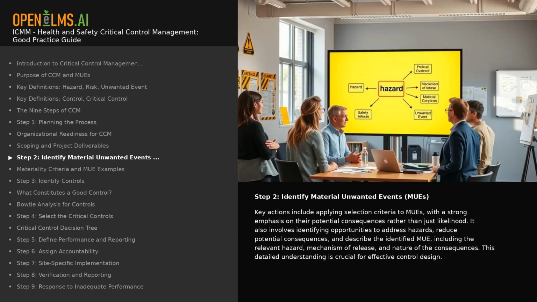Key actions include applying selection criteria to MUEs with a strong emphasis on their potential consequences rather than just likelihood. It also involves identifying opportunities to address hazards, reduce potential consequences, and describe the identified MUE, including the relevant hazard, mechanism of release, and nature of the consequences. This detailed understanding is crucial for effective control design.